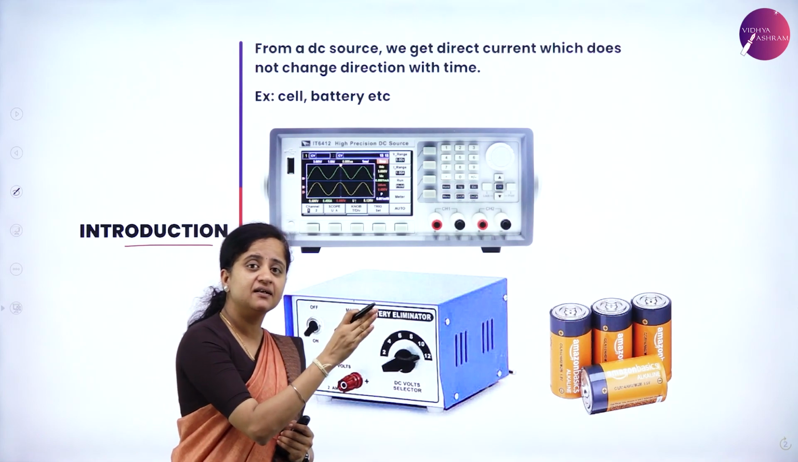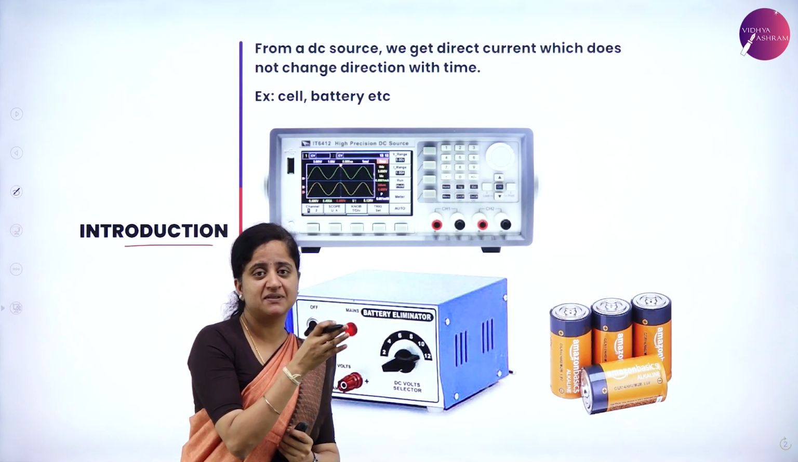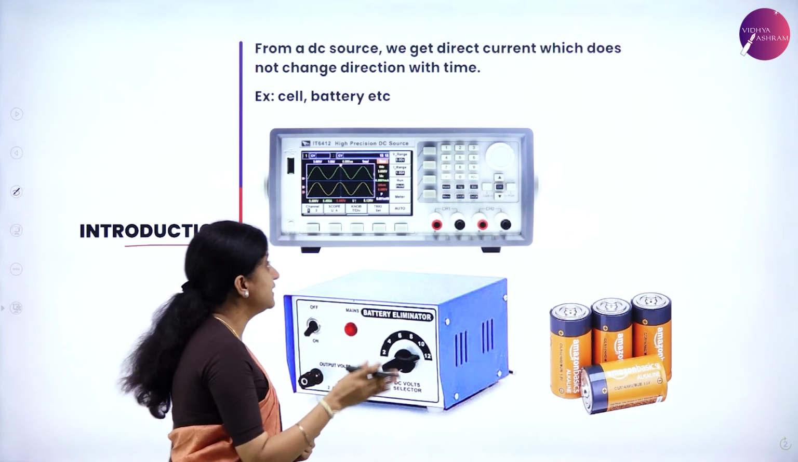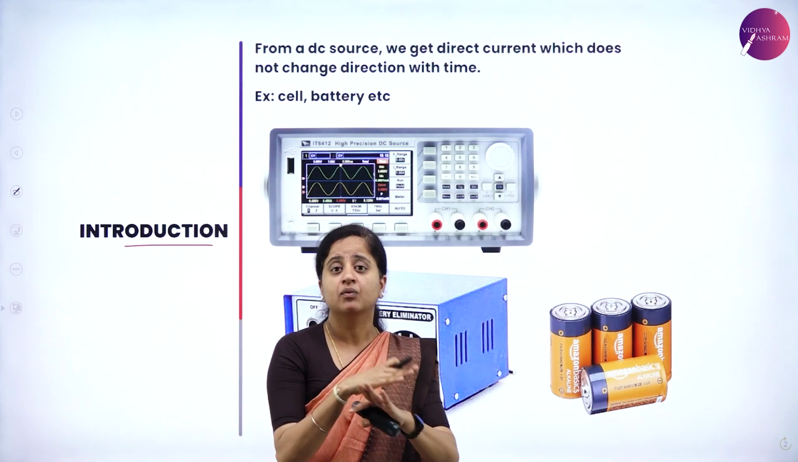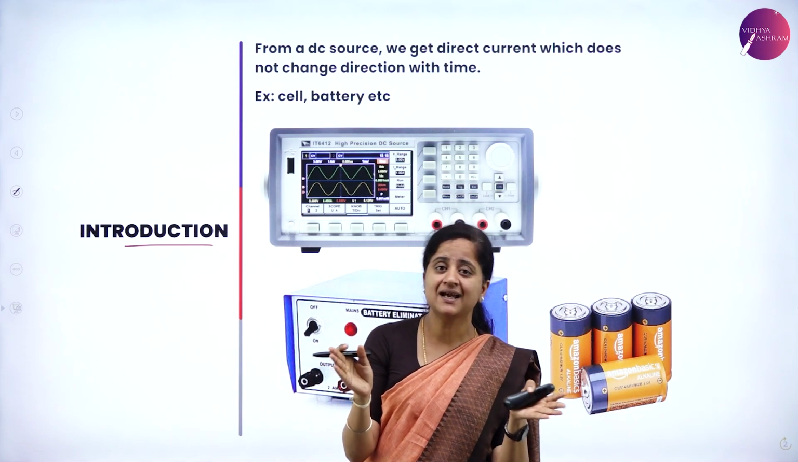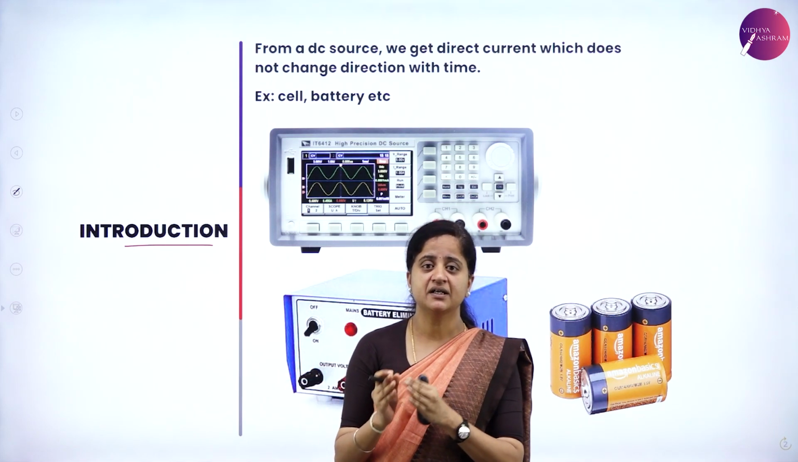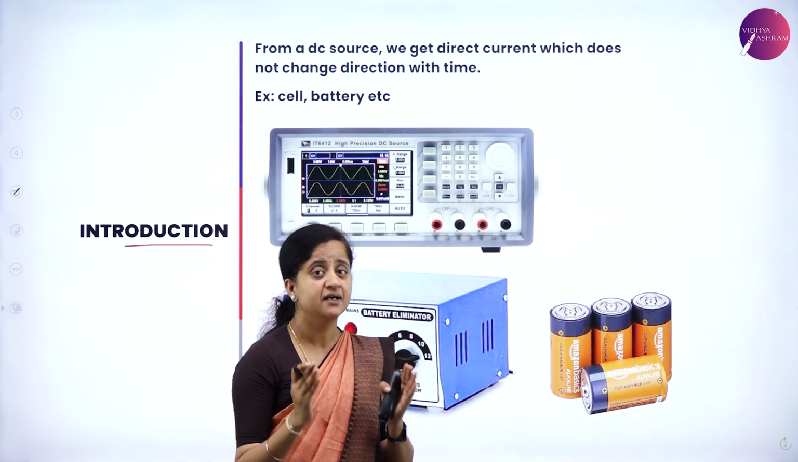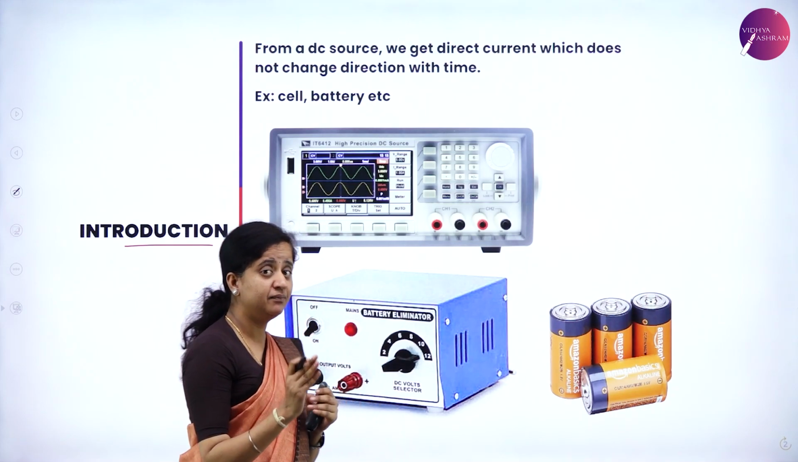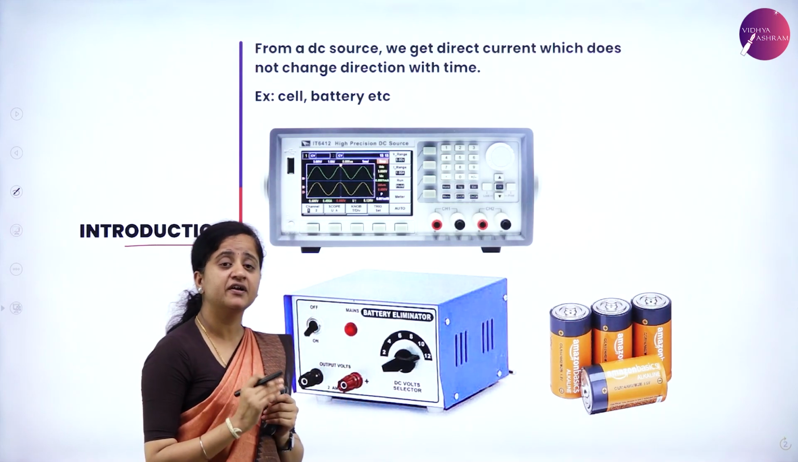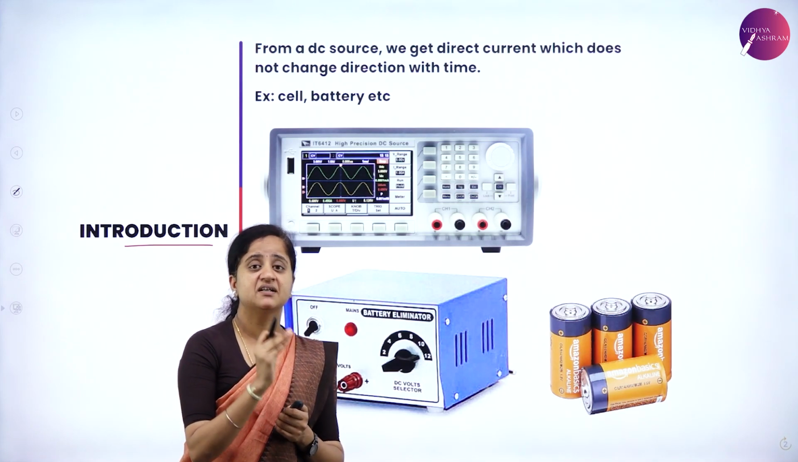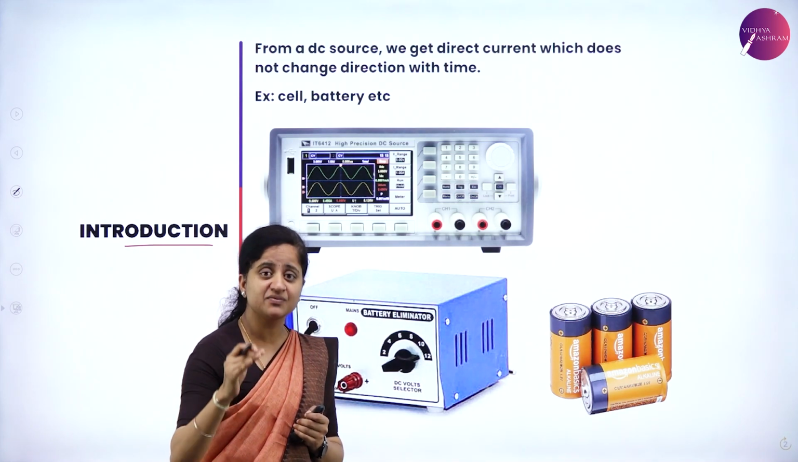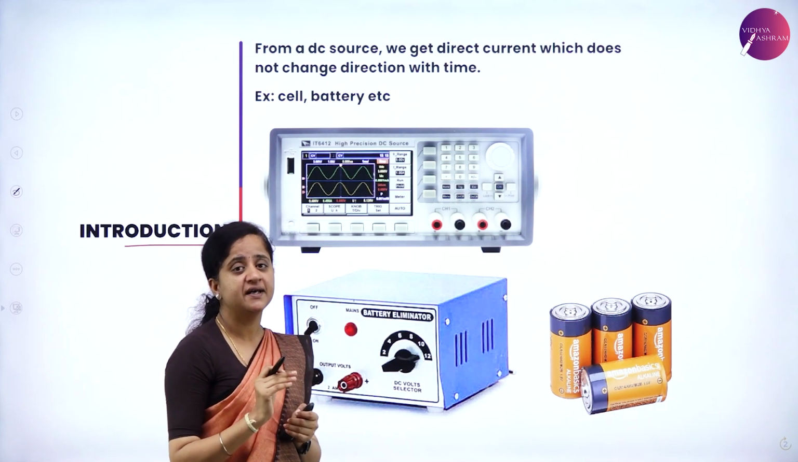So, there is another type of current called as DC, which means the direct current. So, from a DC source, we get the direct current. What is the meaning of direct current? What is the basic difference between this AC and DC? So, direct current will not vary with respect to time, whereas in case of alternating current, the current varies with time. That is why the name, since it varies with time, we call it as alternating current.